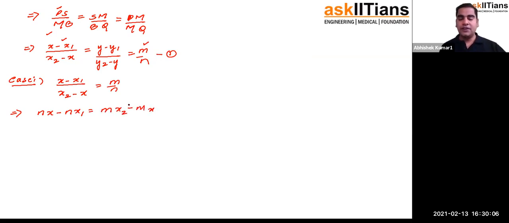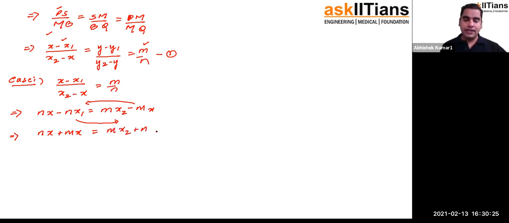Okay, because we want to find out the value of x, you can transpose the terms having x on one side and the remaining terms on the other side, and while transposing, keep in mind that the sign also changes. So you will be getting nx plus mx, correct? And that will be equal to mx2 plus nx1. On the left hand side, you can take x common. If you take x common, you will have x multiplied by m plus n is equal to mx2 plus nx1.